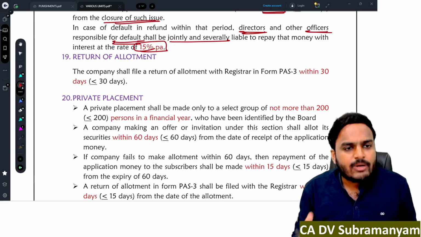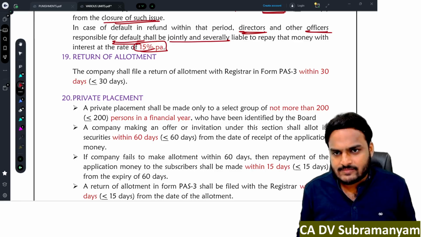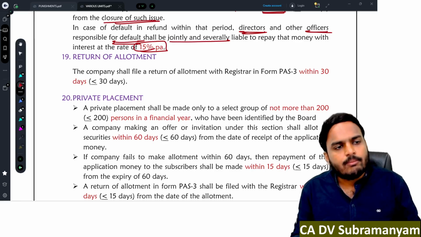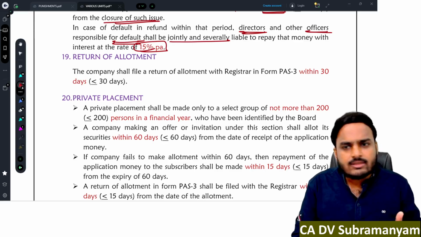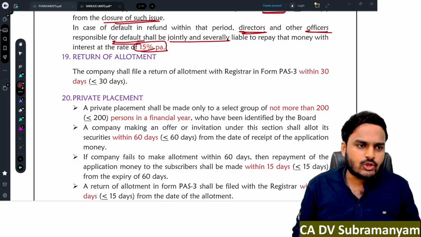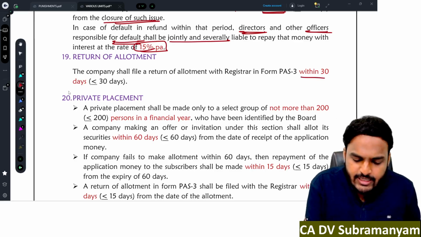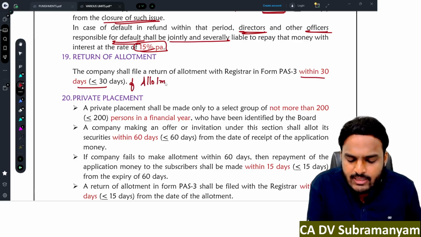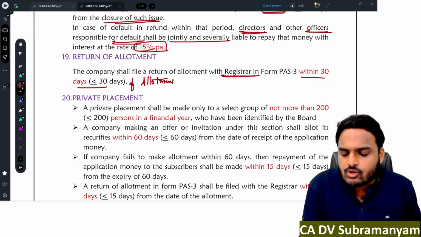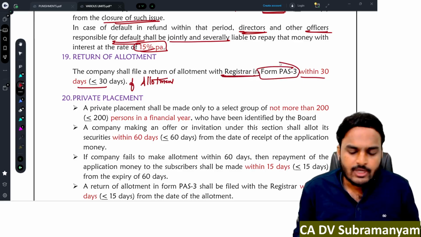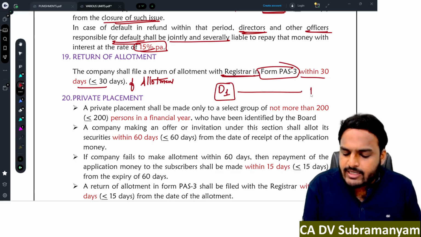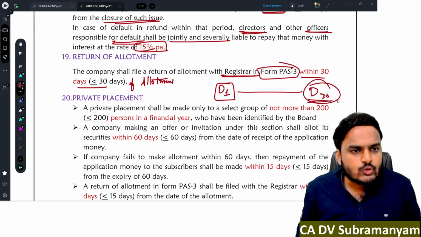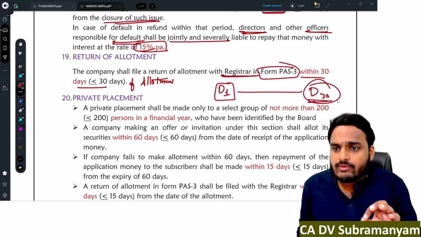Next one, return of allotment. Suppose company made allotment of securities under prospectus. Company made a public offer and company satisfied two conditions, minimum subscription, minimum application, and company proceeded with allotment of securities. In that case, within 30 days of allotment, company has to file a return of allotment with a registrar in form PAS3. So day 1, for example, allotment was made on day 1. Now within 30 days, by day 30, company has to file return of allotment with registrar.